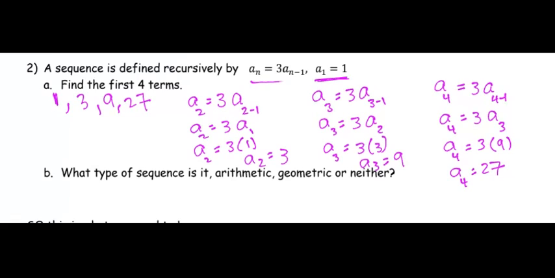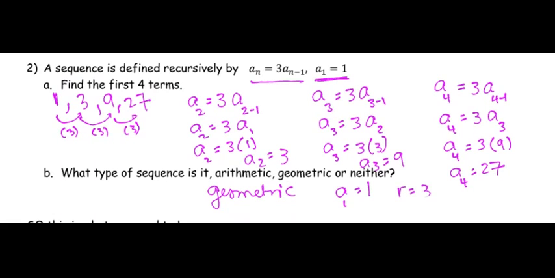So in this sequence, I'm multiplying 3 by the previous term. So going from one term to the next, I'm multiplying by 3. That means this is a geometric sequence, where a sub 1 equals 1 and r is equal to 3.